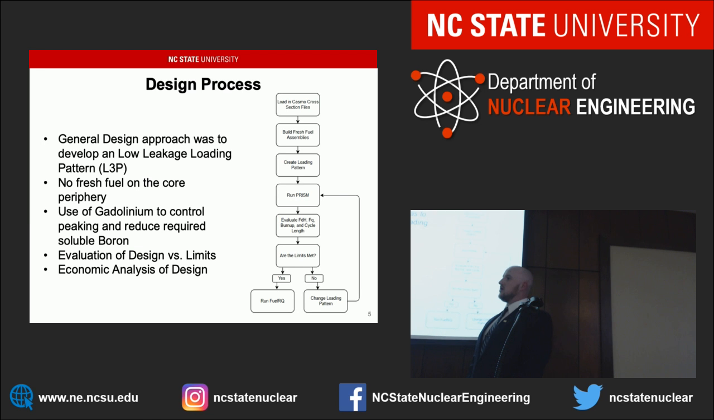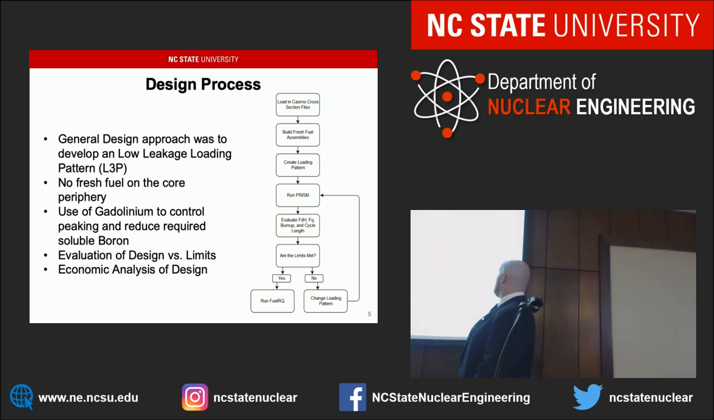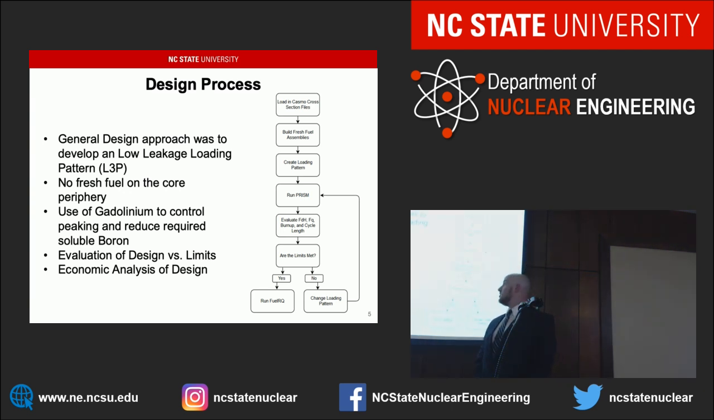Once we determine our fuel assemblies for each cycle, we would then create our loading pattern and insert that into PRISM. So PRISM would then output for us, amongst numerous other things, our peaking factors of F delta H and FQ, along with burnup and cycle length.